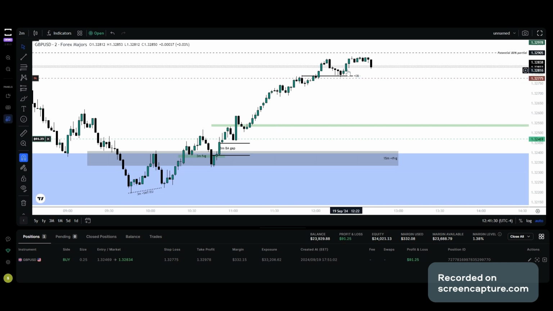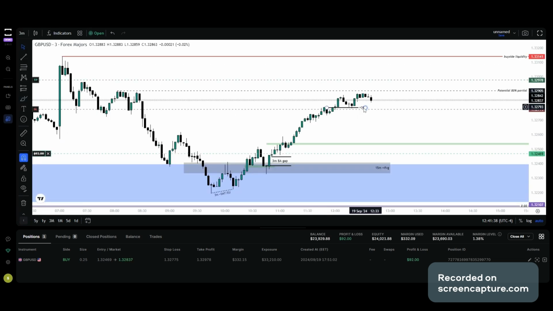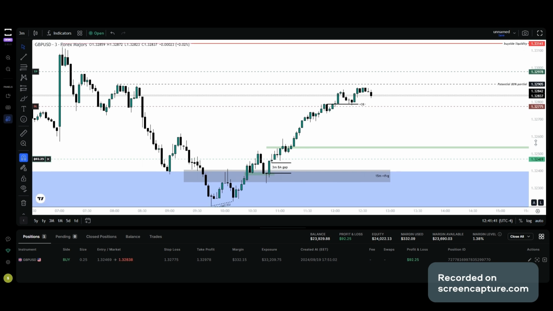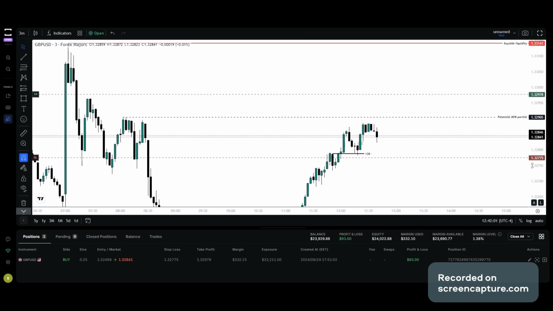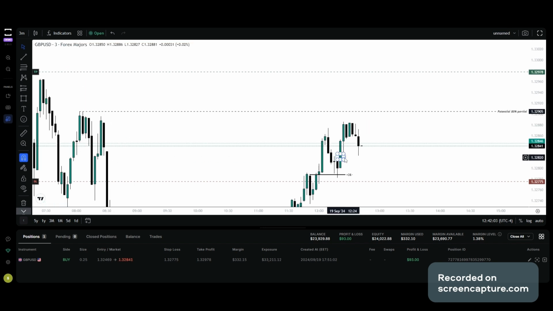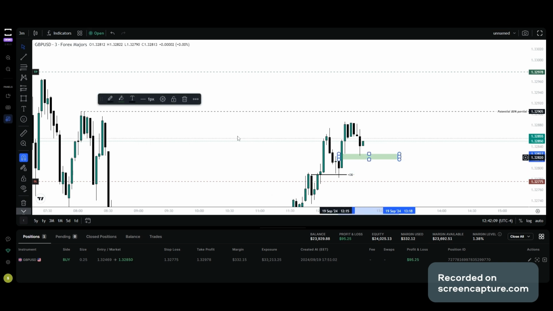We do have some small, very small imbalance in here on the 2 minute. And I believe there's one on the 3 minute as well. Yeah, very small imbalance right here. So I like to see price respect that. If it runs through it, then I'll draw it out here. Right there. That's a 3 minute fair value gap.